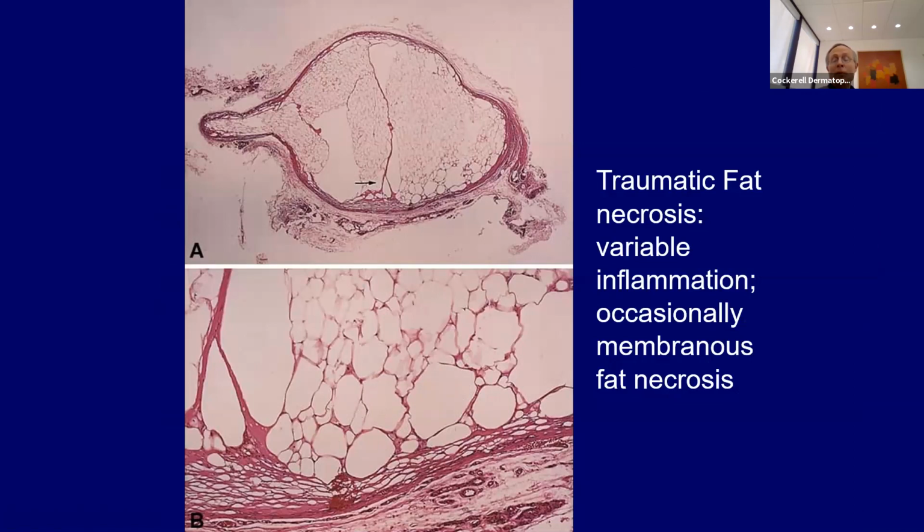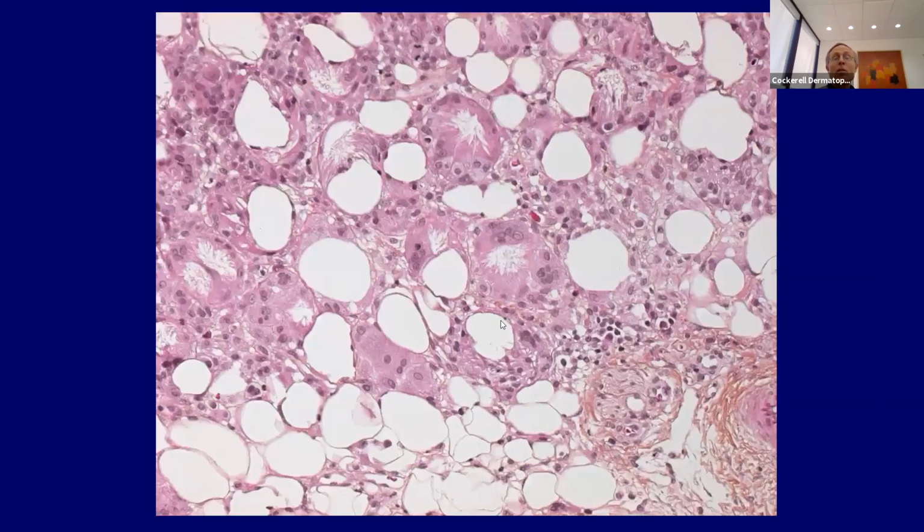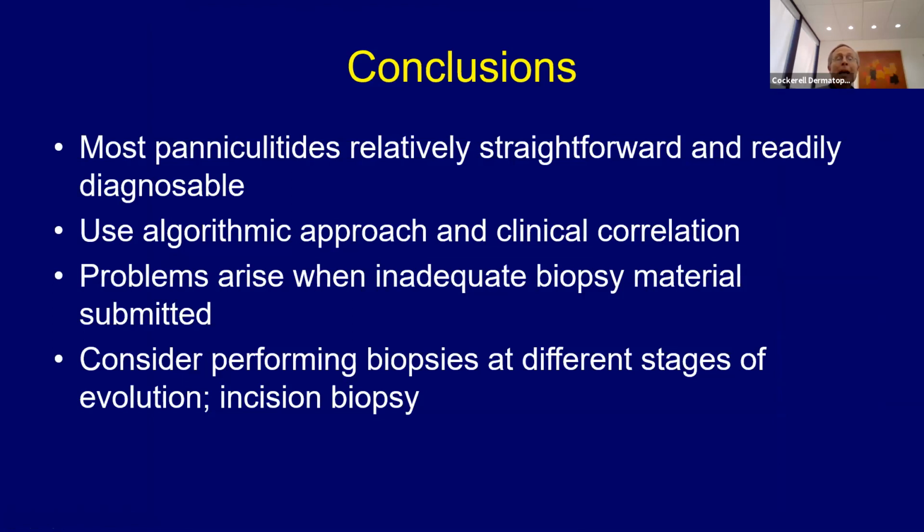So it sometimes gives you a little bit of that membranous fat necrosis, similar to what you see with lipodermatosclerosis. Here's an example of one of these where they did get some inflammation and ultimately this healed up. This is all due to trauma. So here we got some granulomatous inflammation that heals and ends up leaving you with some atrophy. So most of these are relatively straightforward.